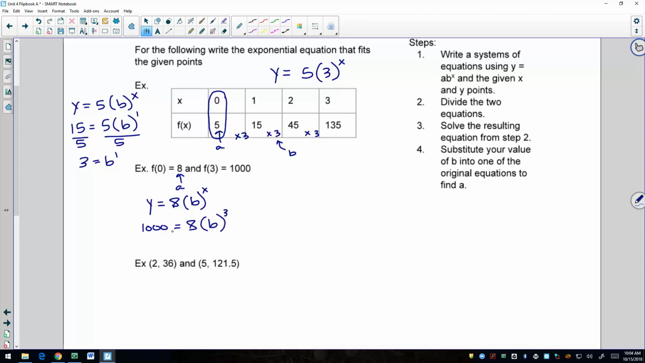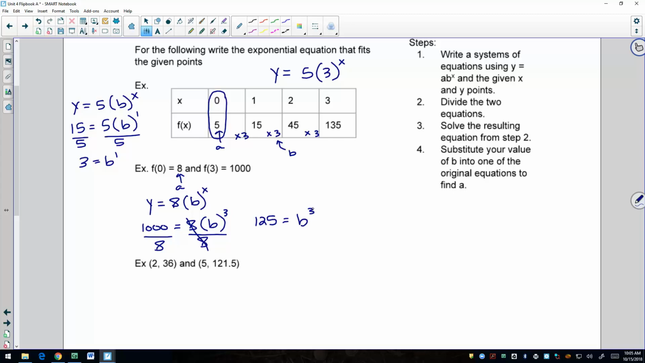Okay, again, to solve for b, you're going to get rid of anything that's added or subtracted first, which I don't have anything, then multiplied or divided. So I got to get rid of that 8 first. Move him to the other side. 1,000 divided by 8 is 125 equals b to the third.